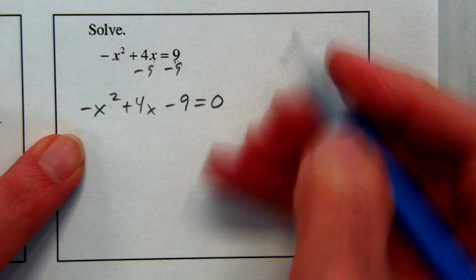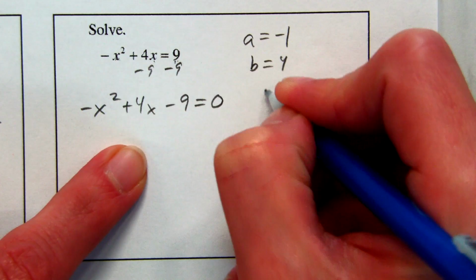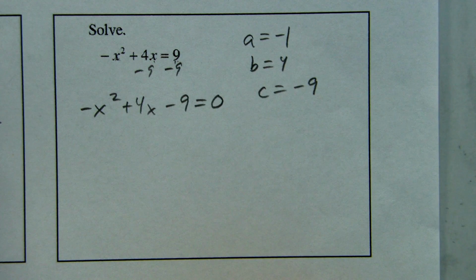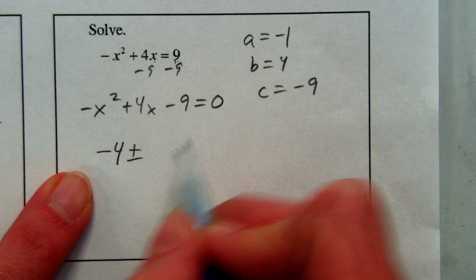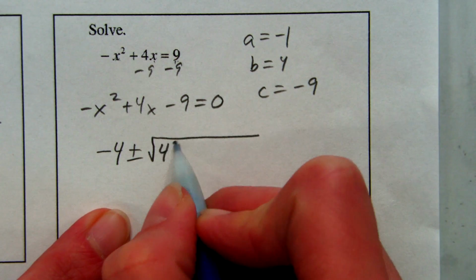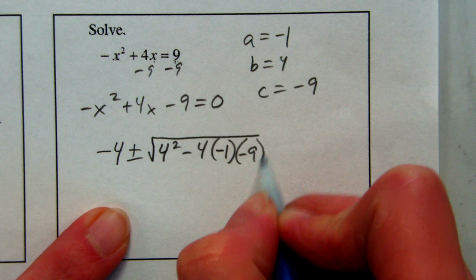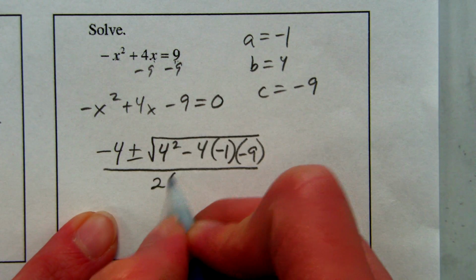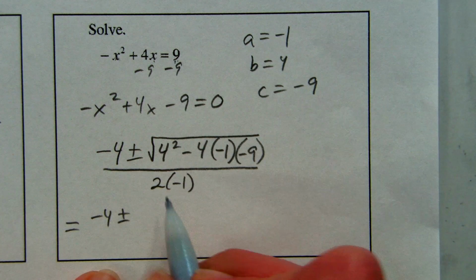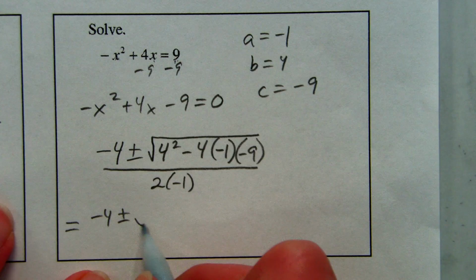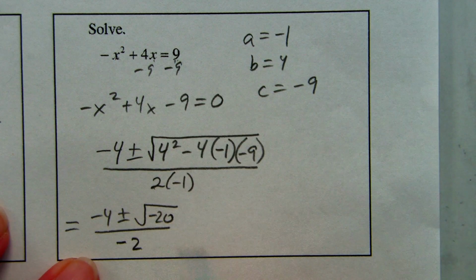So if I'm looking at this equation, A would be negative 1. B is 4, and C is negative 9. And we will put that into the quadratic equation. So negative B would be negative 4, plus or minus square root of B squared, that would be 4 squared, minus 4 times A, which is negative 1, times C, which is negative 9, all over 2A, which is 2 times negative 1. If I do the math that is under the radical, I will get the square root of negative 20. And then if I multiply 2 and negative 1, I get negative 2.